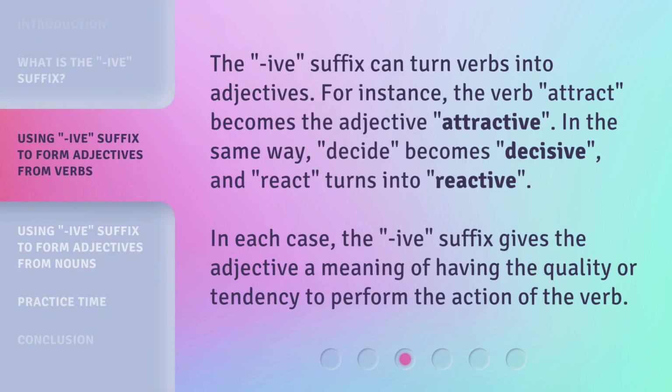The "ive" suffix can turn verbs into adjectives. For instance, the verb attract becomes the adjective attractive. In the same way, decide becomes decisive, and react turns into reactive. In each case, the "ive" suffix gives the adjective a meaning of having the quality or tendency to perform the action of the verb.